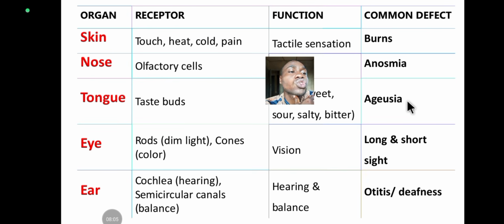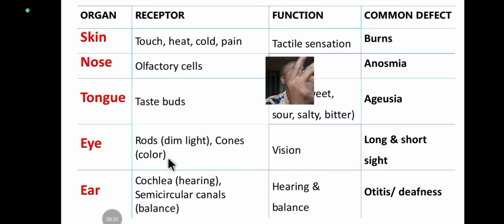One of the most common defects of the tongue is ageusia. This ageusia is a kind of defect whereby, if you are given something sweet, you will say it's tasteless, and if they give you something tasteless, you will say it's sweet. So that's ageusia.